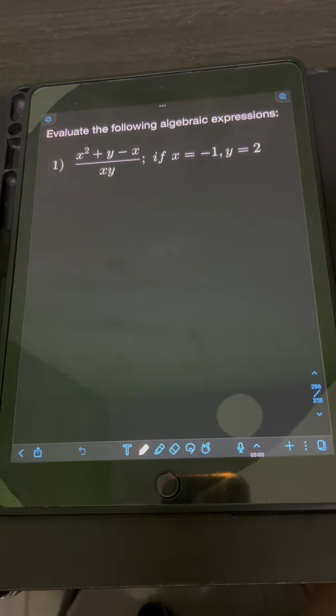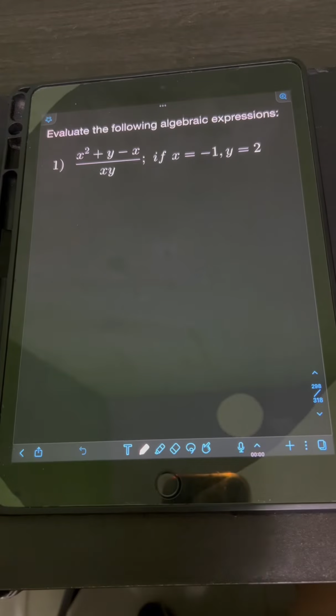Let's try to solve these problems. Evaluate the following algebraic expressions. For number 1, x squared plus y minus x over xy if x is -1 and y is 2. So we have evaluation of algebraic expressions. To evaluate an algebraic expression, we simply substitute the values of the variables.